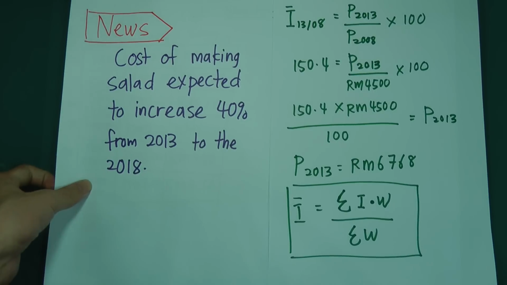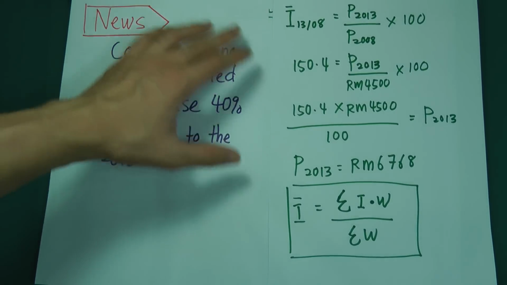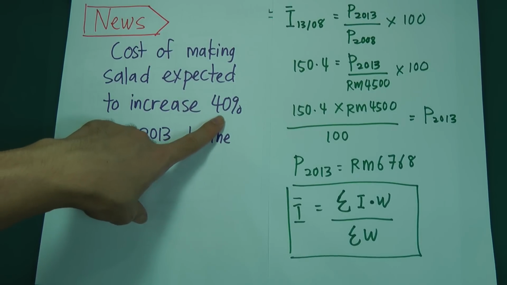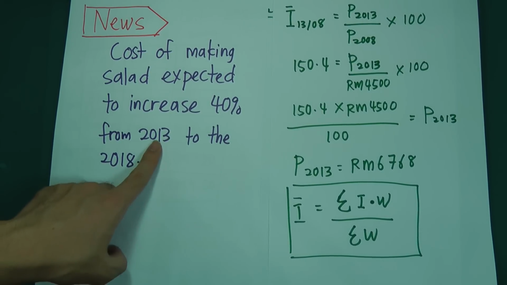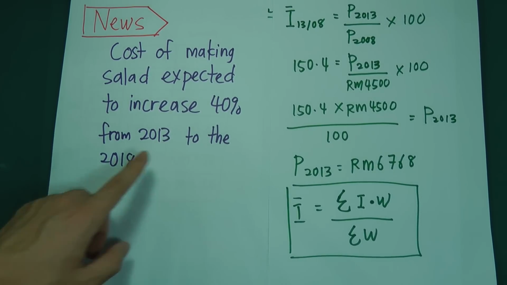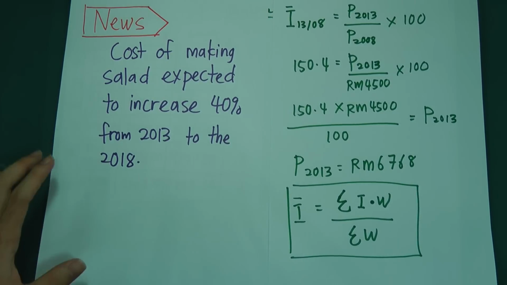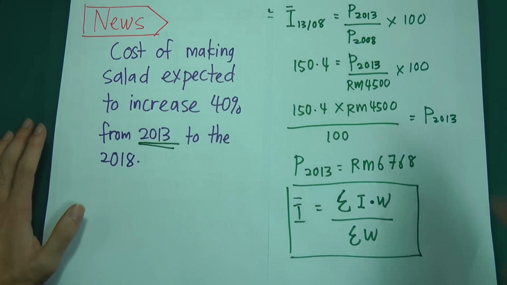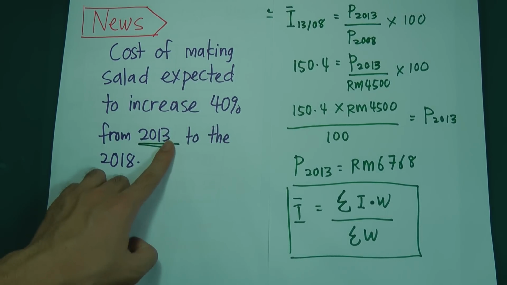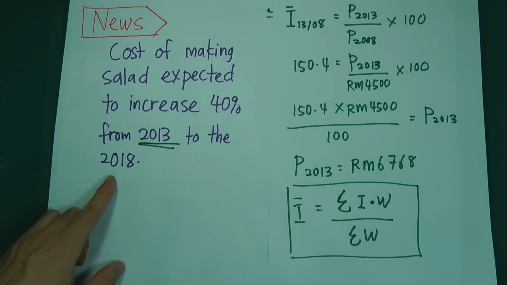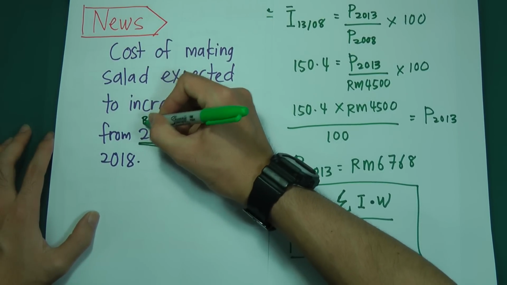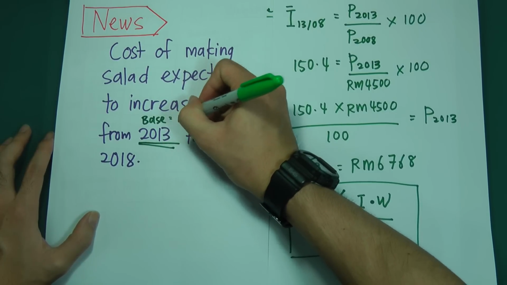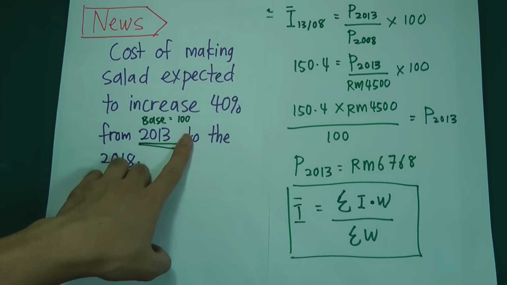So this is what, okay, the news you got over here is what? Cost of making salad expected to increase 40% from year 2013 to year 2018. Okay, now very important, year 2013 is the base year, because it's from year 2013 to year 2018, correct or not? So this one is the base year, means we assume year 2013 is equal to 100, because I say base year will equal to 100.